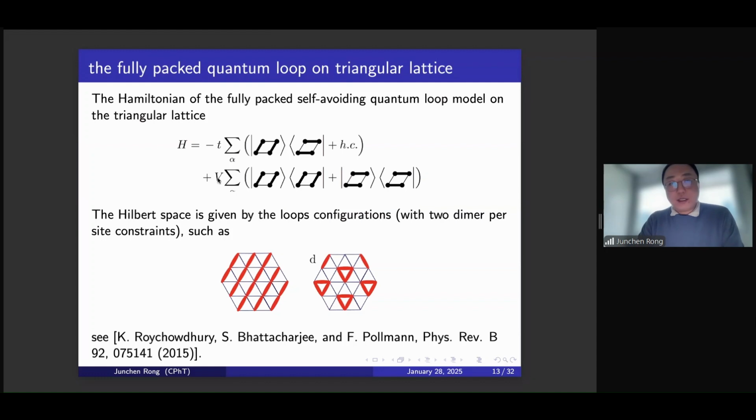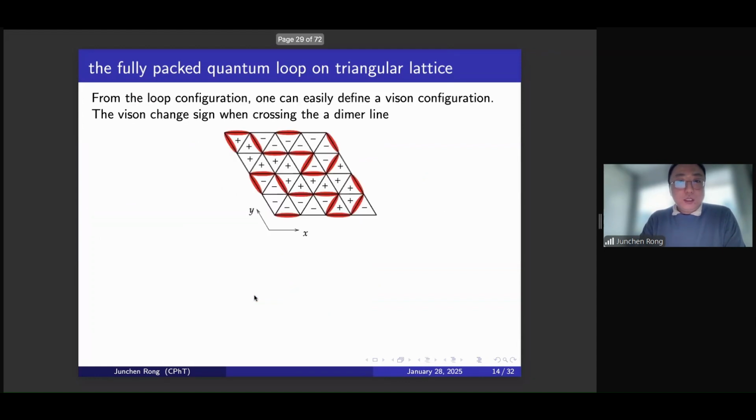If V is very large, when it acts on this term, it's zero because there are no parallel dimers, so it's zero. So you are in this state. On the other hand, this term vanishes on this. So therefore, on the far left, you get another phase.